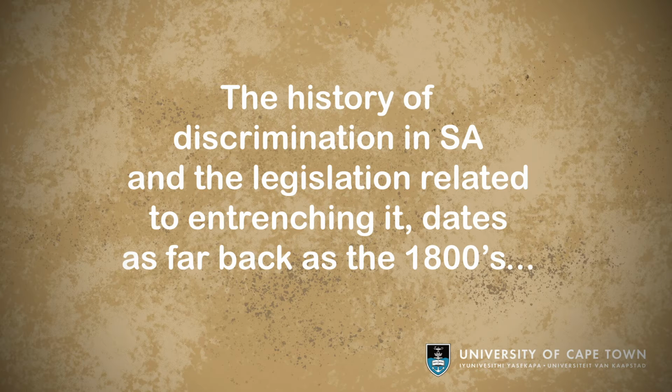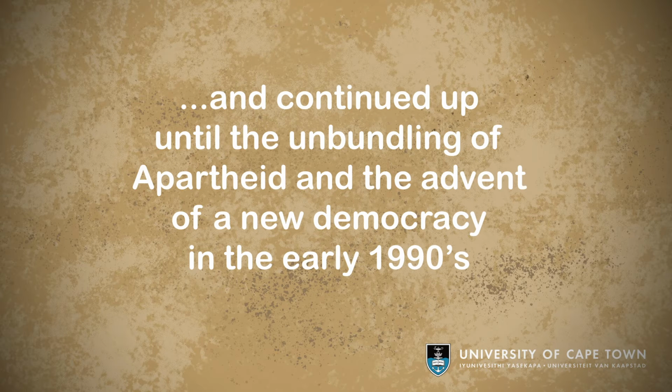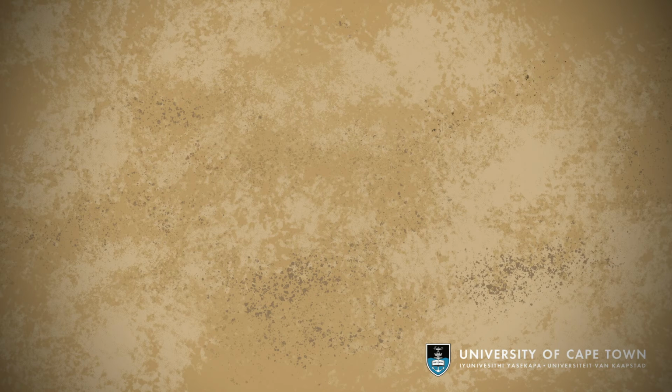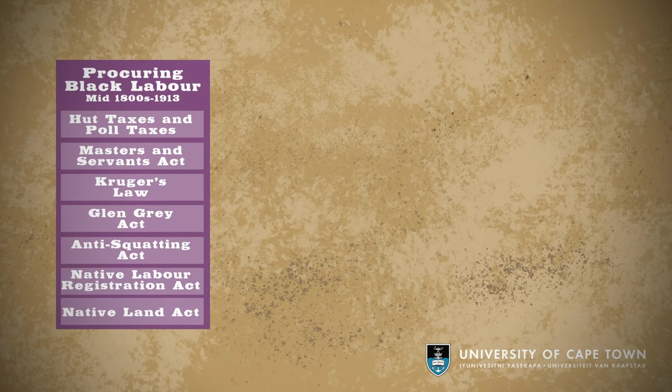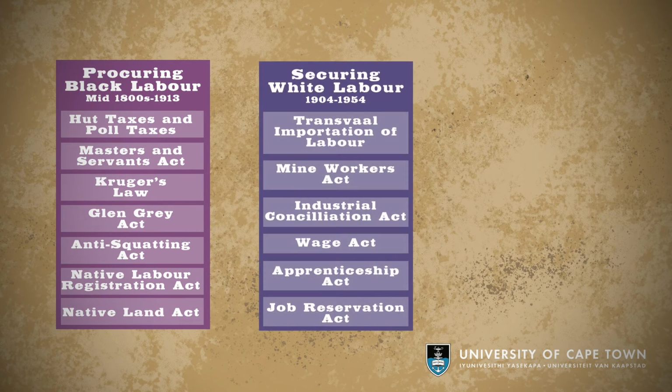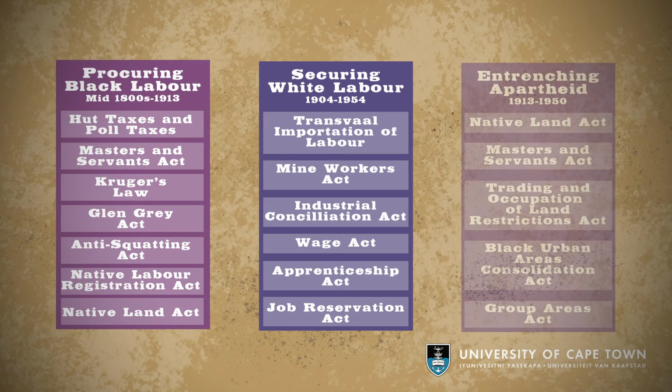The history of discrimination in South Africa and the legislation related to entrenching it dates as far back as the 1800s and continued up until the unbundling of apartheid and the advent of a new democracy in the early 1990s. What is evident is a period of procuring black labour, one of securing white labour, and throughout, that of entrenching apartheid.